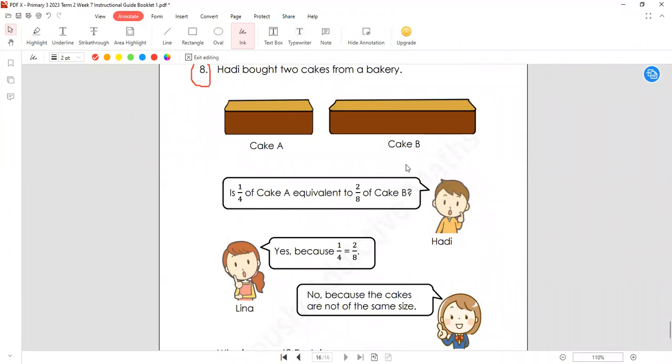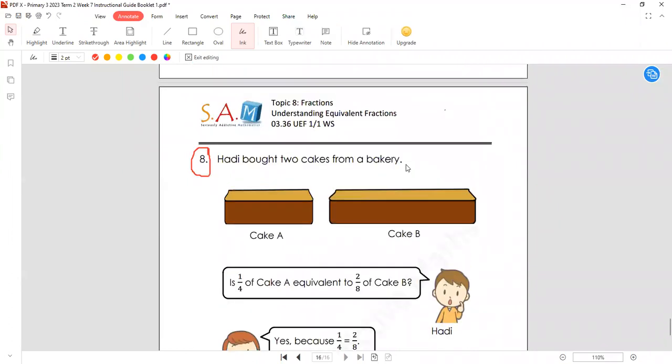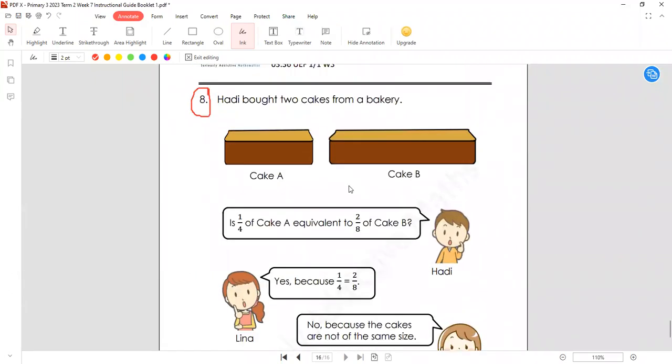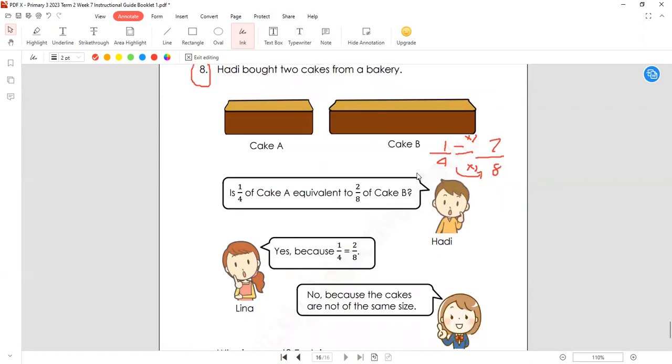Hadi bought 2 cakes from a bakery. Right? So this one is quite interesting to do. So Hadi says 1/4 of a cake is equivalent to 2/8 of a cake. Now, if you get them to do comparison, if they can convert, is that equivalent? Yes, it is, right? Because times 2. So 1/4 is equivalent to 2 out of 8. But here, Linda is actually wrong, right? Linda says 1/4 is equal to 2 out of 8.